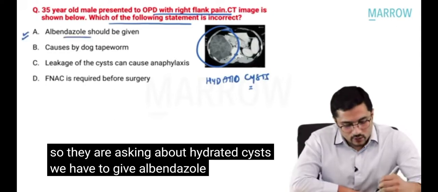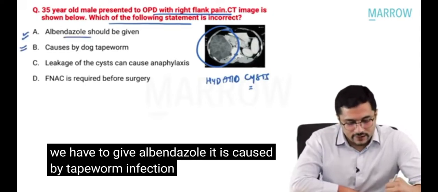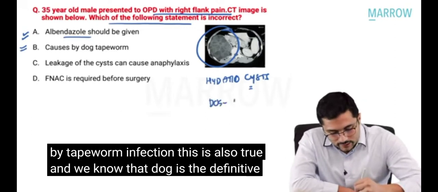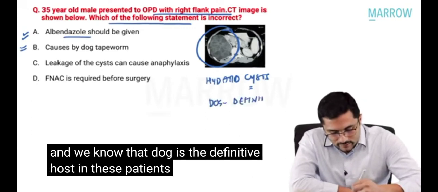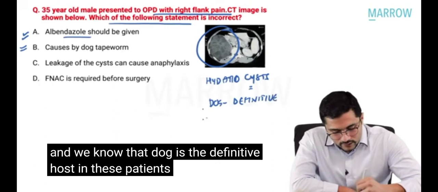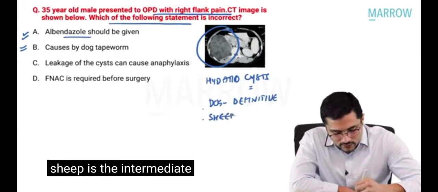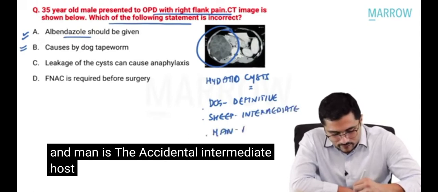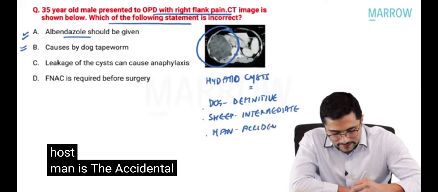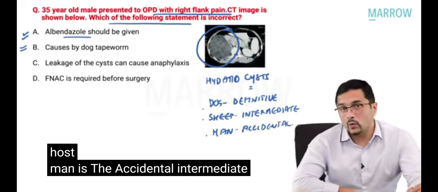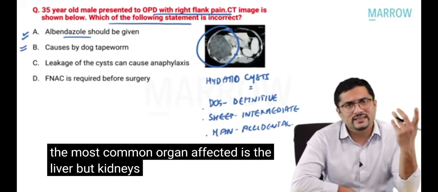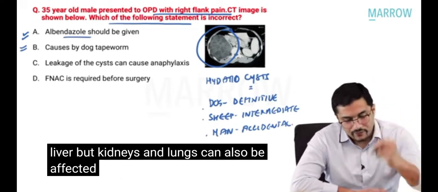We have to give albendazole. It is caused by tapeworm infection. This is also true, and we know that dog is the definitive host in these patients. Sheep is the intermediate host and man is the accidental intermediate host. The most common organ affected is the liver, but kidneys and lungs can also be affected.